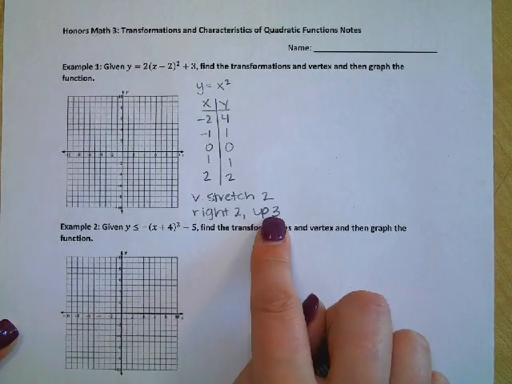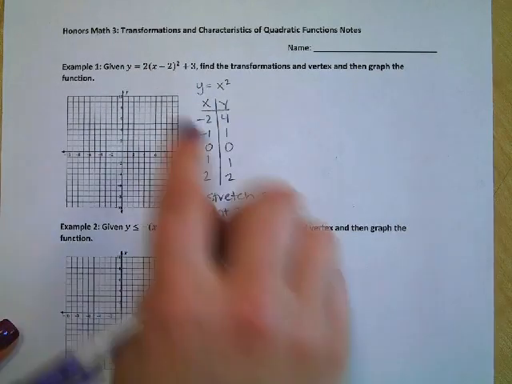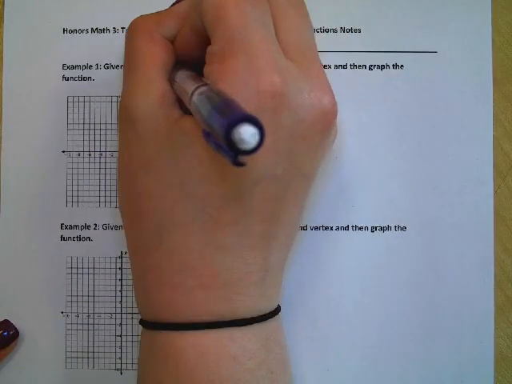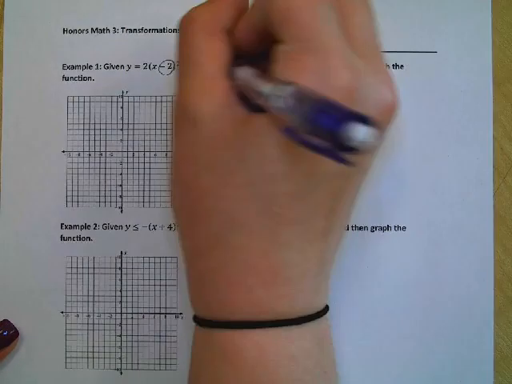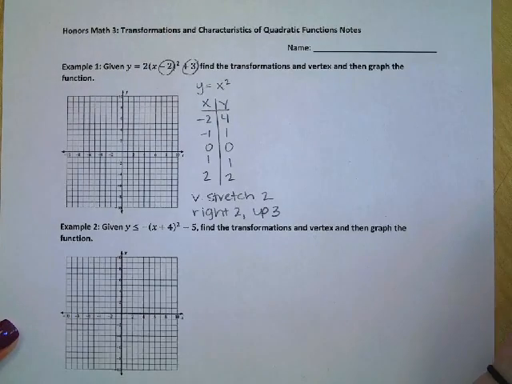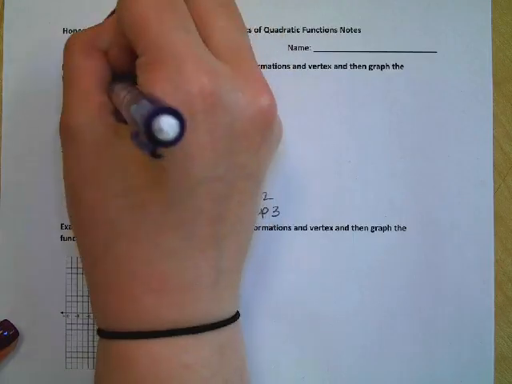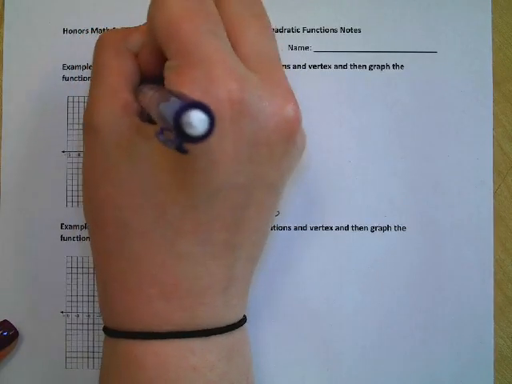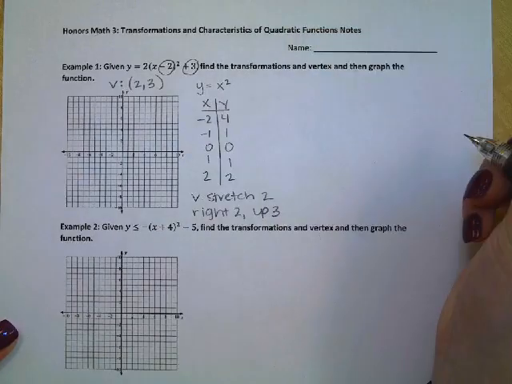So we found the transformations. We can go ahead and find the vertex. It's the opposite of that number on the inside and exactly the same as that number on the end. And so that means that the vertex is +2, +3.